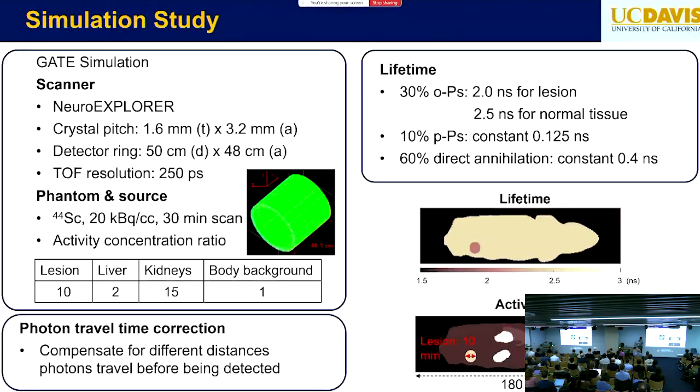So we did a fully 3D simulation of the NeuroEXPLORER with a large small animal, I mean small animal, 18 centimeters across, 5 centimeters wide. We simulated PSMA gallium PSMA uptake, so higher uptake in kidney and liver, and the tumor should have higher uptake. The lifetime differs: the tumor has a lower lifetime and everything else has a little higher lifetime. And we can run this reconstruction.